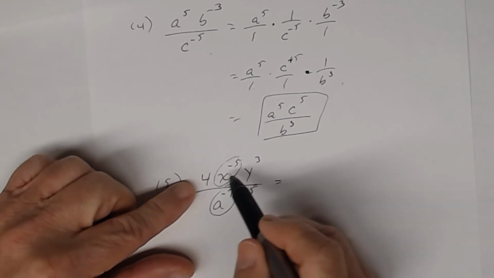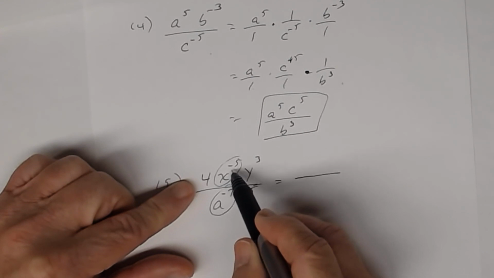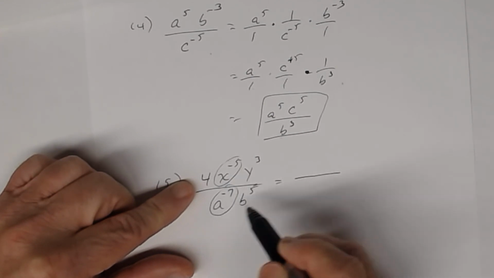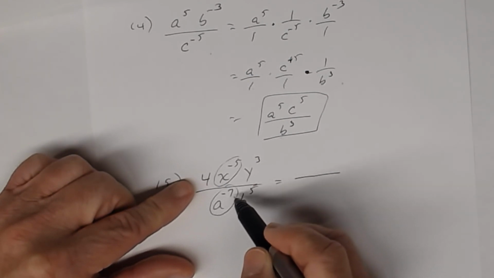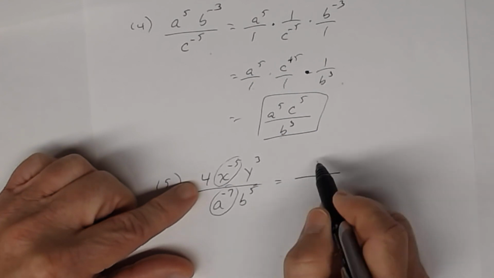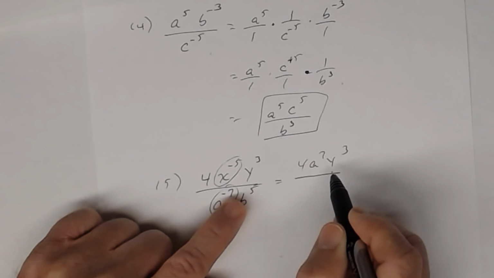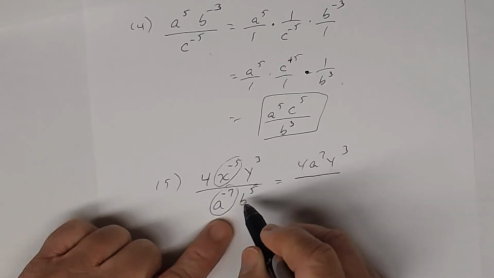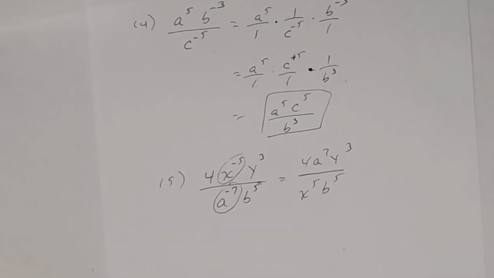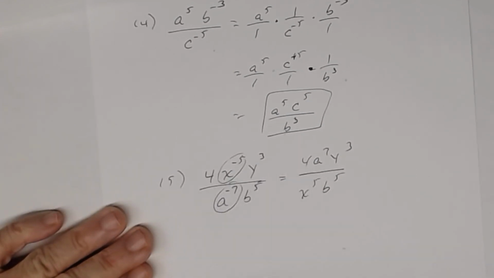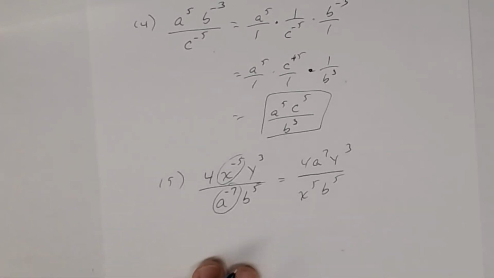So in terms of your answer, I need to bring this x to the negative fifth to the denominator to make that exponent positive. And then here, where I have this circled in the denominator, I've got to bring it to the numerator to make that exponent positive. So I get 4 a to the seventh, y to the third, because that exponent's already positive, divided by x to the fifth times b to the fifth. Okay? So all I did was I took what was circled and I brought them to their respective areas in the expression. All right, so that's 15.